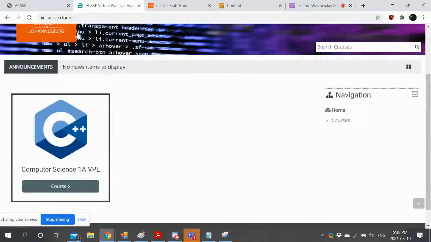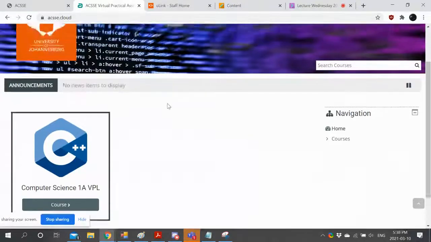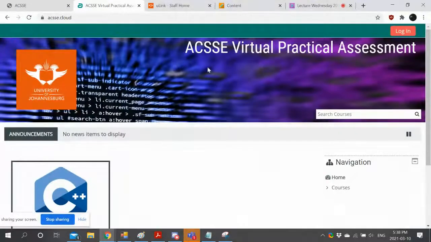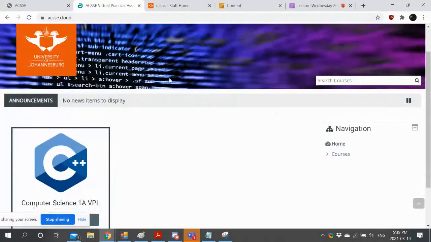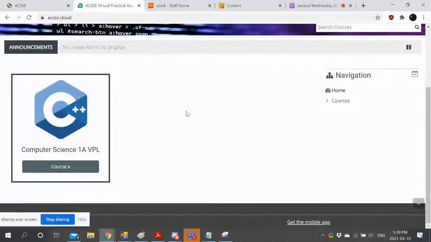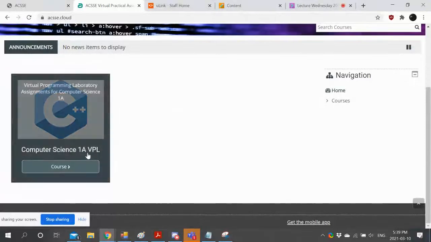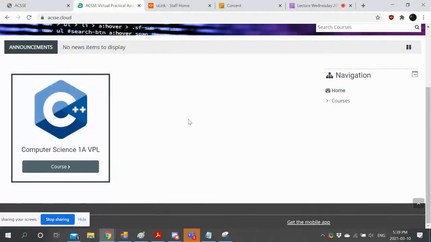But the system is located here. It's located at a URL called axie.cloud. So Axie is the name of the academy. It's the Academy for Computer Science and Software Engineering. So if you go to it, you'll see that this is our virtual practical assessment area, and you'll see that there is a module for Computer Science 1A VPL. VPL stands for the Virtual Programming Lab.